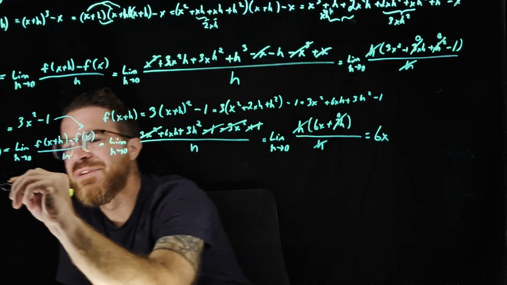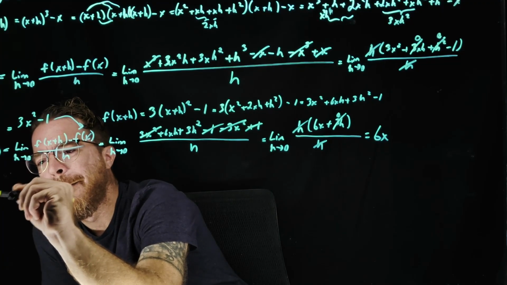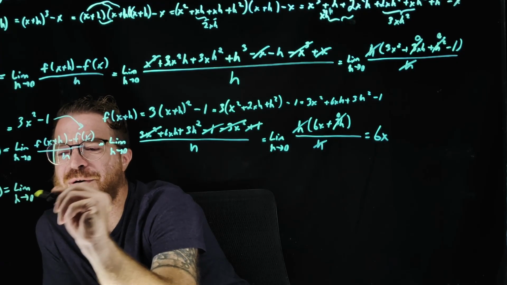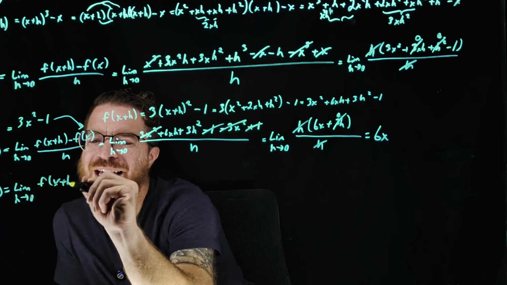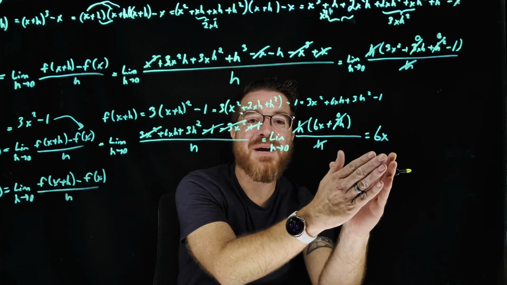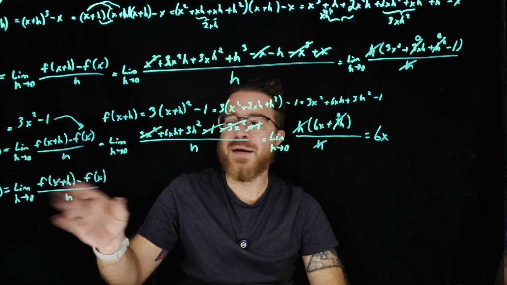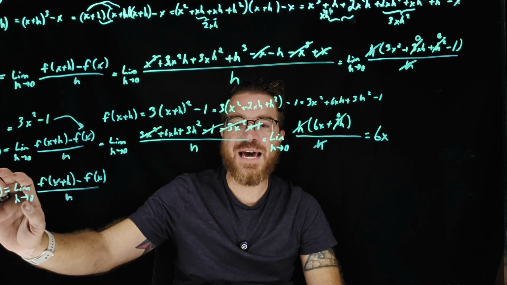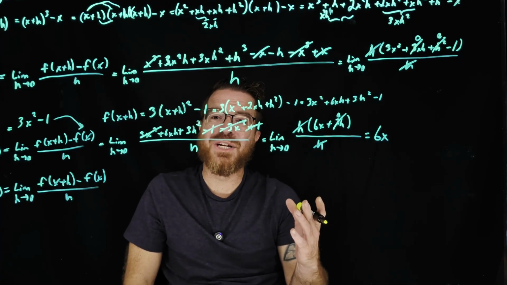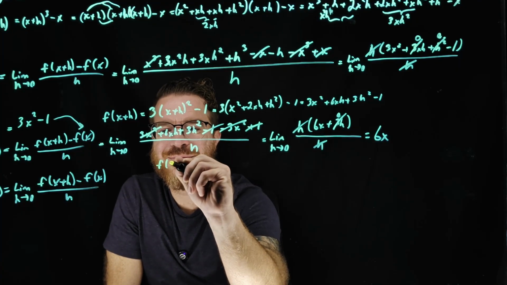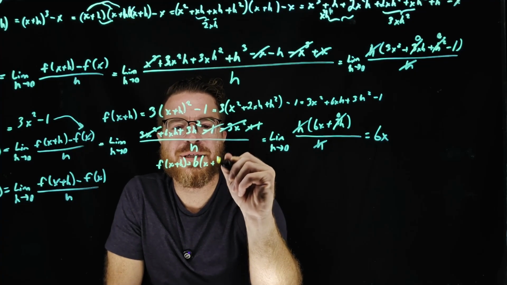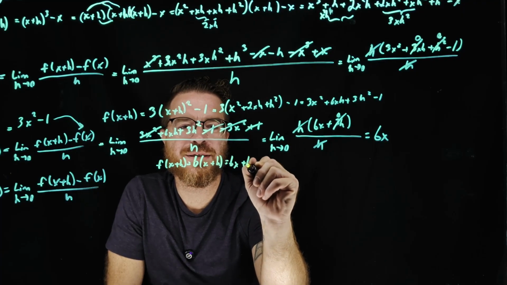Now let's take the third derivative, which is again going to be the limit as h goes to 0, f of x plus h minus f of x divided by h, where this is now my f of x for the third derivative, right? Because if I think of this as the function, this would be the derivative of that. So I've got to figure out what my f of x plus h is. Well, this one's actually pretty easy, because f of x plus h is just going to be 6 times x plus h, which is equal to 6x plus 6h.